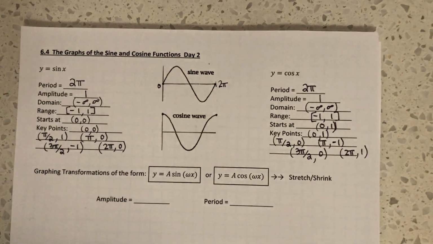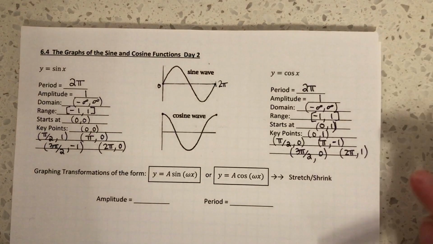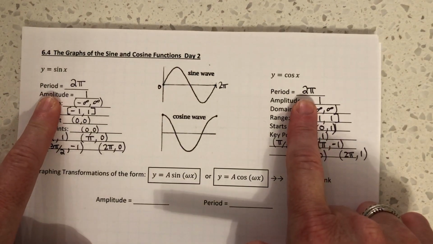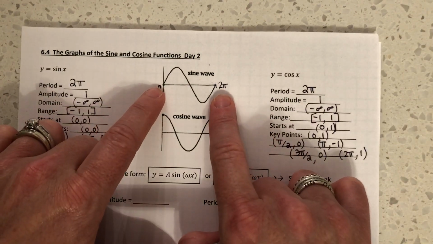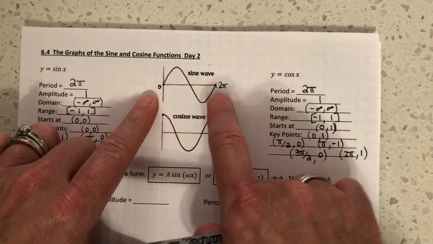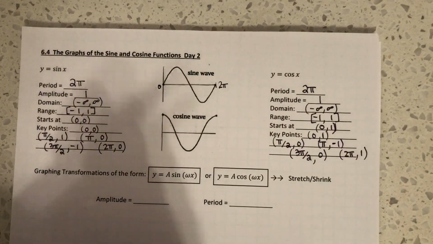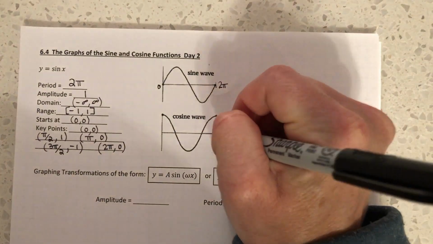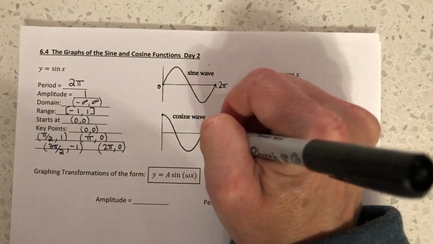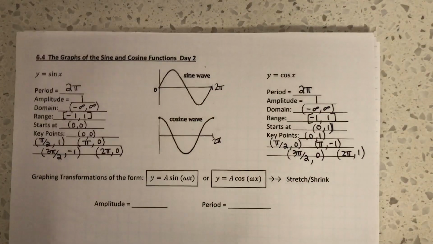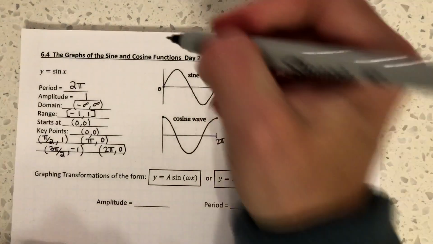All right, some of the biggest things to take away is that we know that the period for each function is 2 pi radians. It takes from 0 to 2 pi to create one cycle or one period or one sine wave or one cosine wave. Okay, so we know their amplitude is 1.